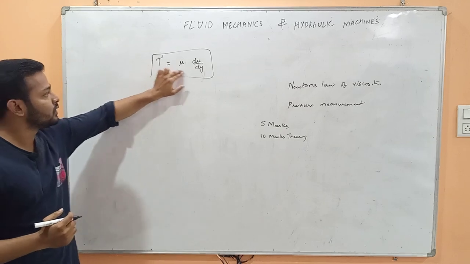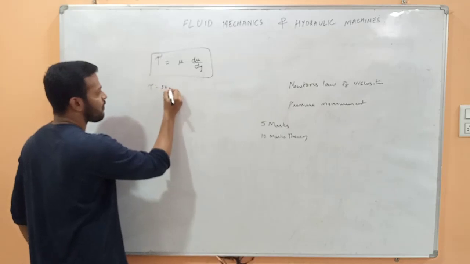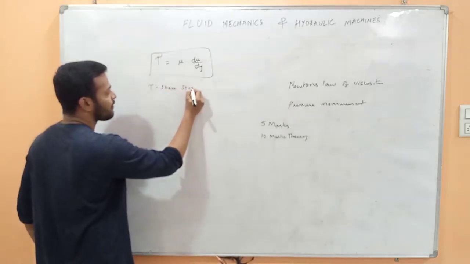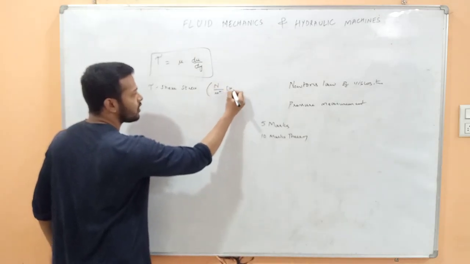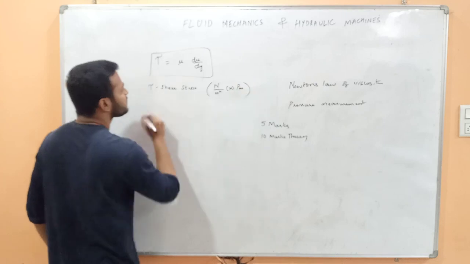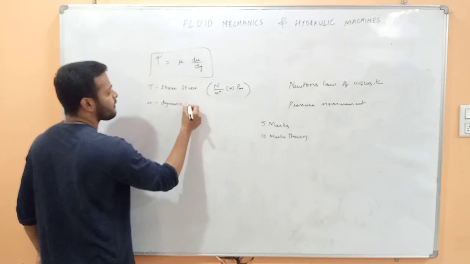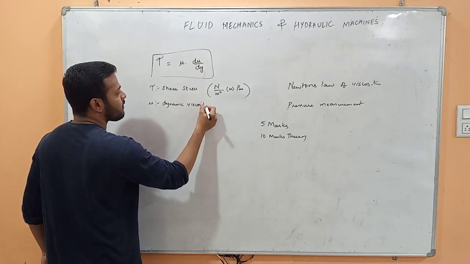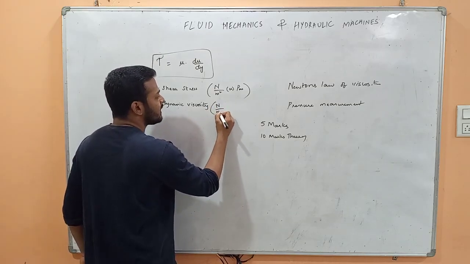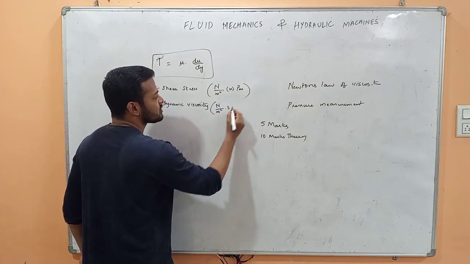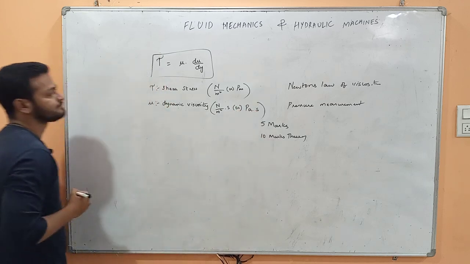Tau is equals to mu into du by dy, where tau is called as shear stress. The SI unit of shear stress is Newton per meter square, also called as Pascal. Mu is called as dynamic viscosity. The SI unit of dynamic viscosity is Newton by meter square into second. So this Newton per meter square is also called as Pascal. Therefore, it can also be Pascal into second.